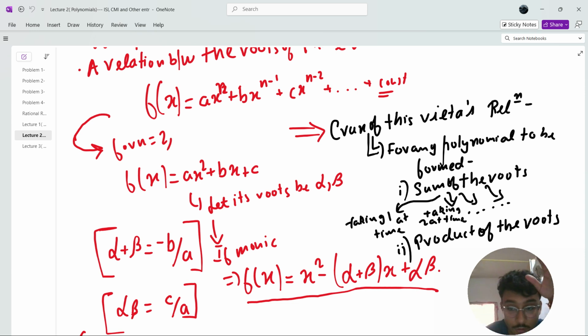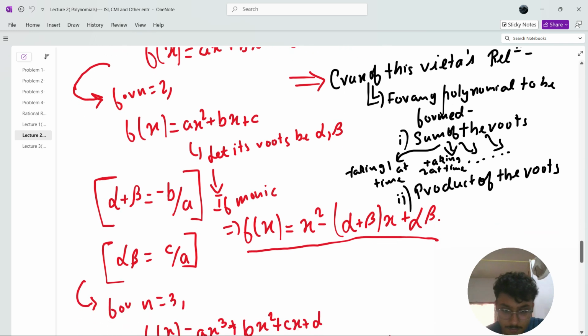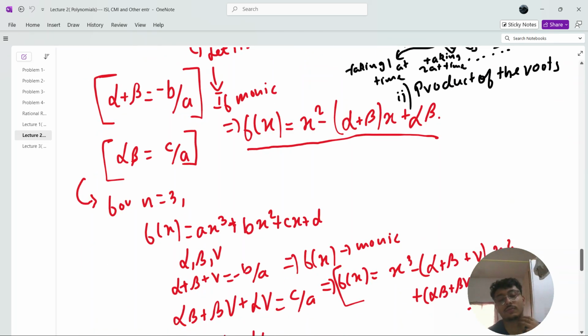Now if we just substitute my alpha plus beta and alpha beta in this equation, it will be x square minus of minus b by a times x plus c by a, and then it will be basically x square plus b by a x plus c by a. I can take my a to be common and just multiply it in the numerator of all the terms. So basically what do I get? My f of x is coming to the original form, which is ax square plus bx plus c. This was the case for quadratic. Similarly, now we go for the cubic equation for n is equal to 3.